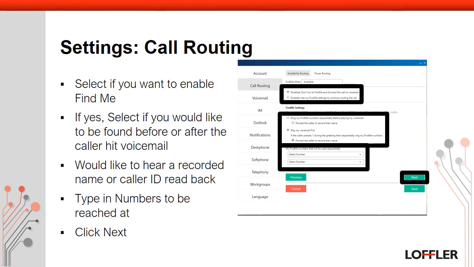If you don't have the mobility client, you can use an option called Find Me. This feature allows a caller to hit your voicemail, but then press 1 to see if you are available on a different number. If you would like to set up this feature, enable it. Select if you would like to have this try and reach out to you before the caller hears voicemail. If after, be sure to add, if you would like the system to try and find me, please press 1 in your greeting. Choose if you would like to hear a recorded name or if you would rather receive the caller ID. Type in a number to be reached at, and then click Next.